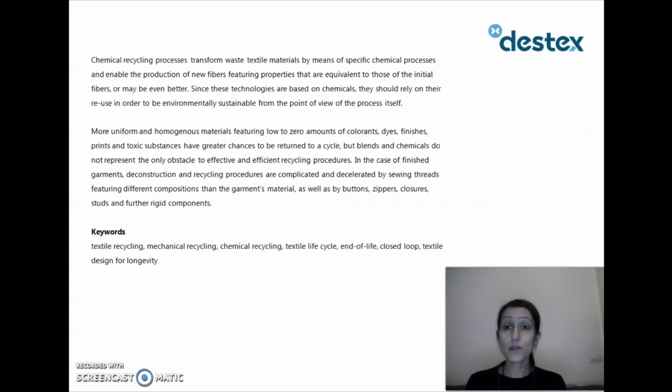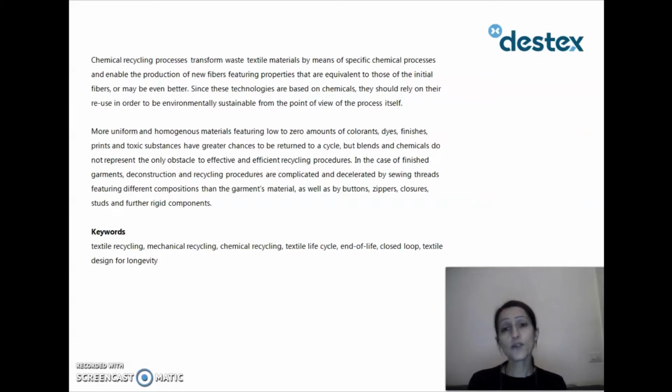Chemical recycling processes transform waste textile materials by means of specific chemical processes and enable the production of new fibers featuring properties that are equivalent to those of the initial fibers, or maybe even better. Since these technologies are based on chemicals, they should rely on their reuse in order to be environmentally sustainable, also from the point of view of the process itself.